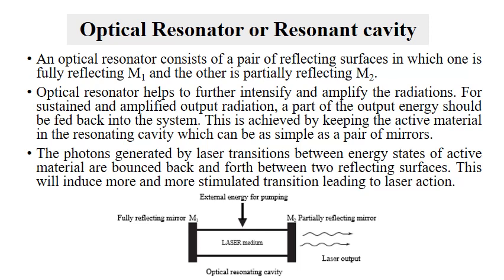In this diagram, M1 is the fully reflecting mirror and M2 is the partially reflecting mirror. So the photons are reflected back and forth between these two mirrors and the output can be obtained from the mirror M2.